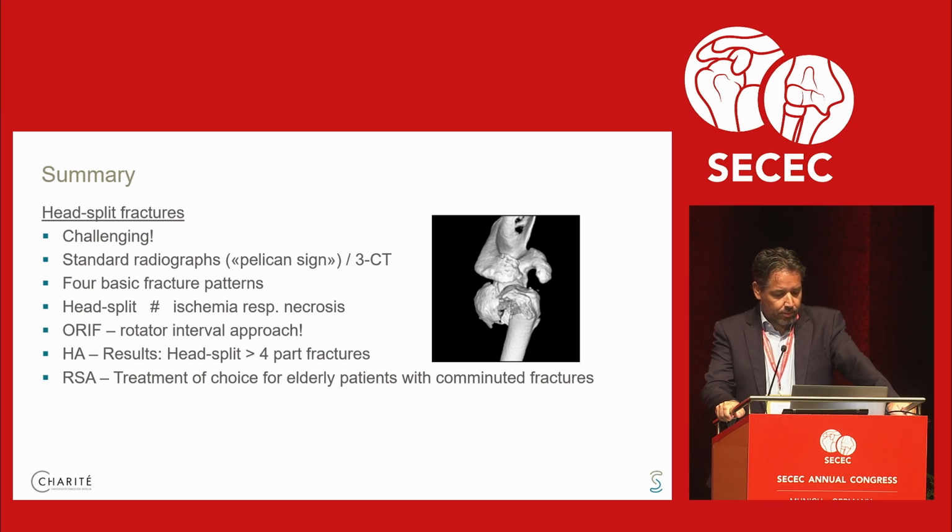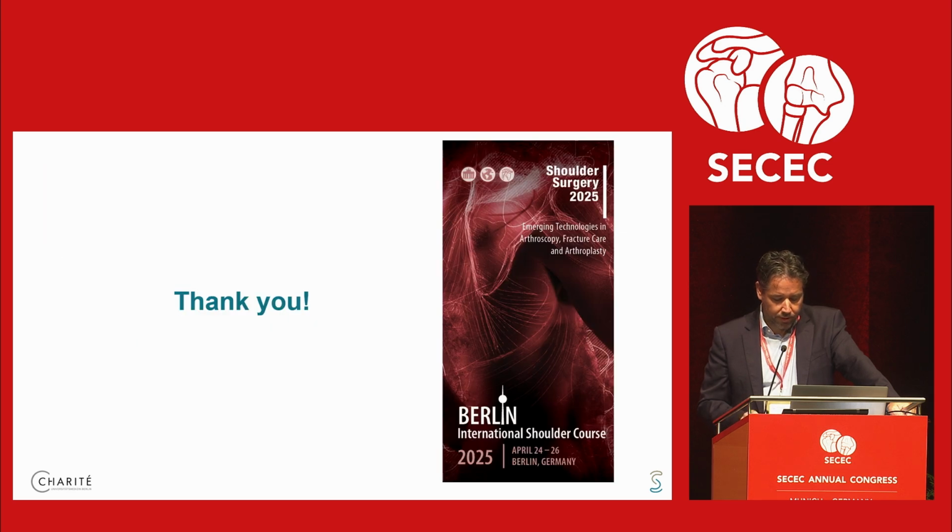Maybe consider also hemiarthroplasty, as it is still one indication in proximal humeral fractures, but in comminuted situations, the reverse arthroplasty is the treatment of choice. And I thank you very much for your attention.